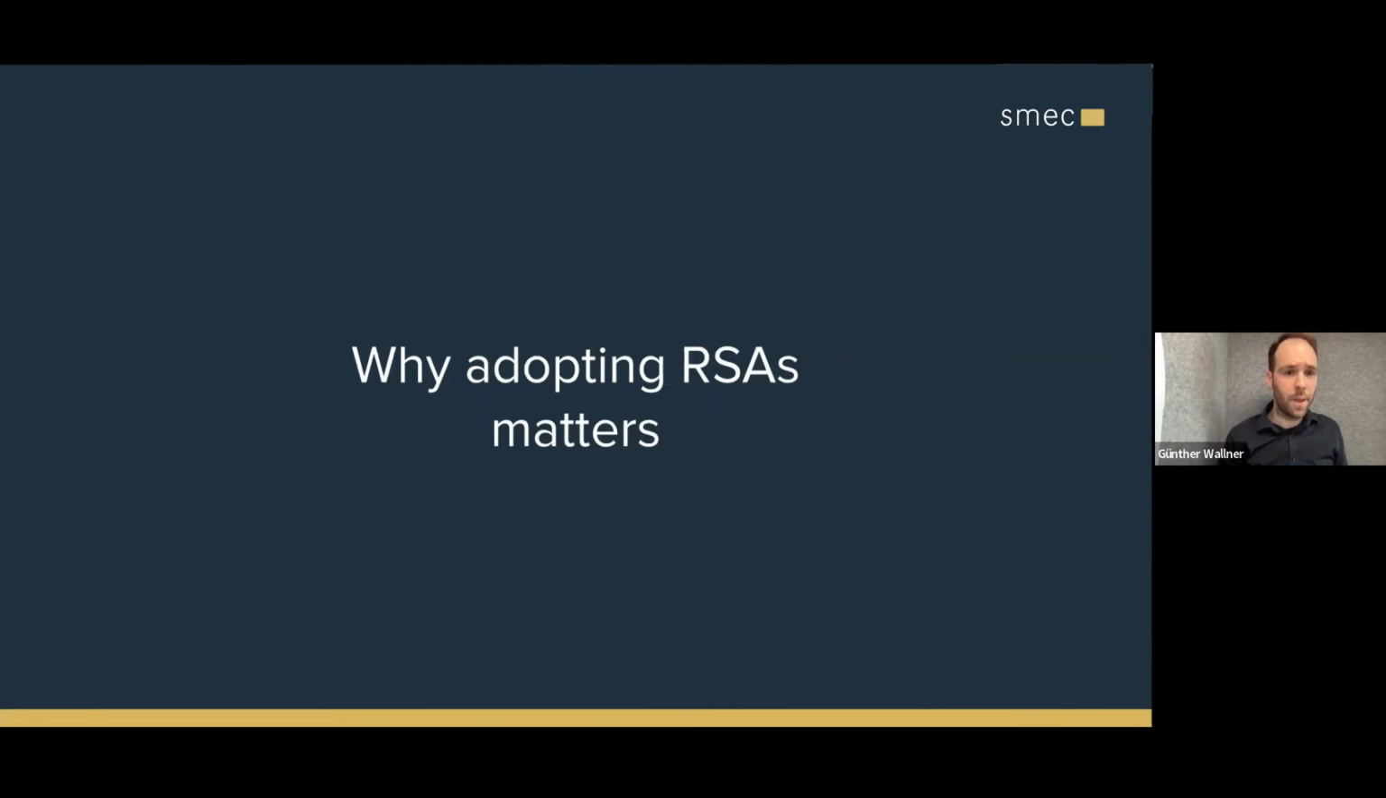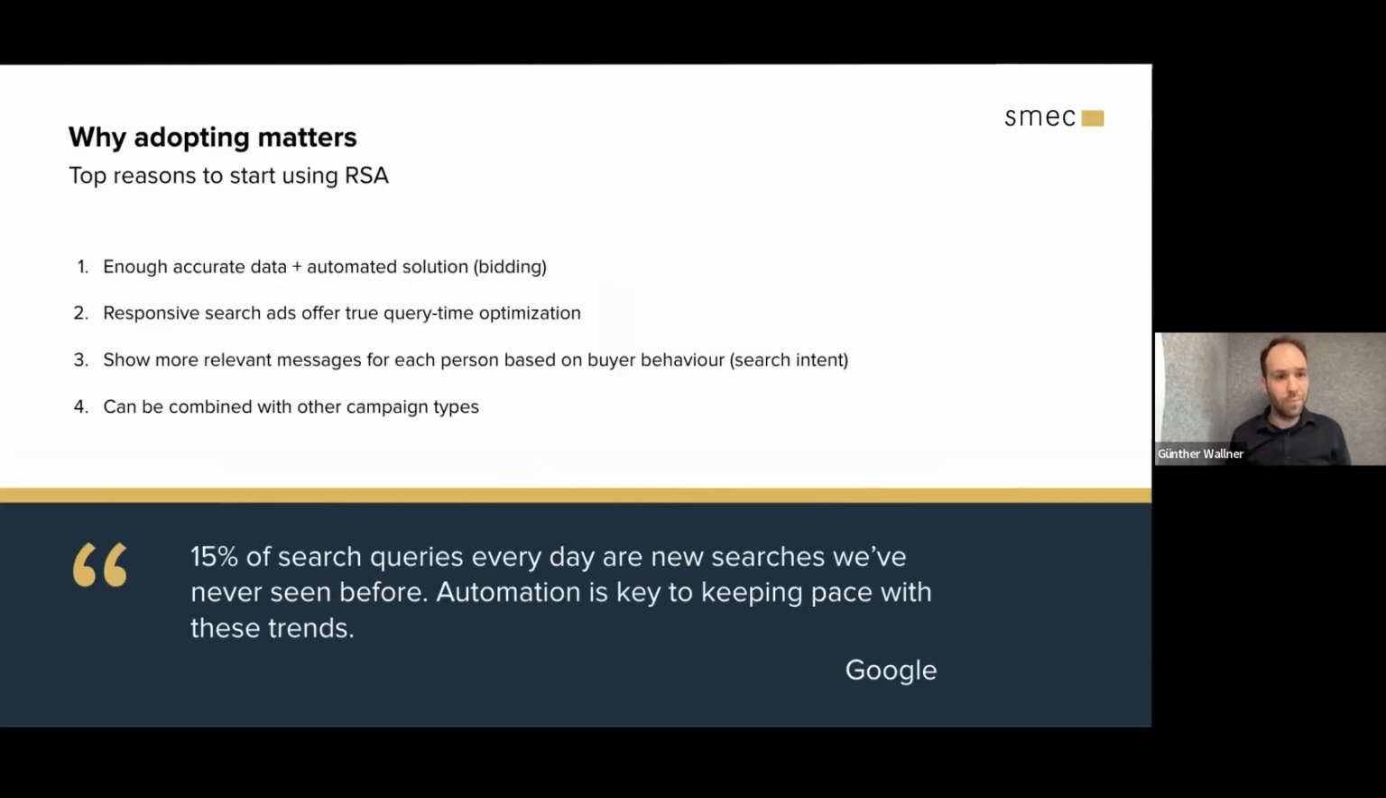All right. Why is adopting RSAs so important? In the end, Google is already giving us the information that there is enough accurate data out there and that their automated solutions, especially when it comes to bidding, are better than in the past, and not only that, but better than what we can all create with ETAs. Responsive search ads, in effect, offer true query-time optimization. The interesting part is that with all the assets you have, Google can now freely make the most suitable ad at the time when a user is searching. That enables a new playing field and also new performance for us.